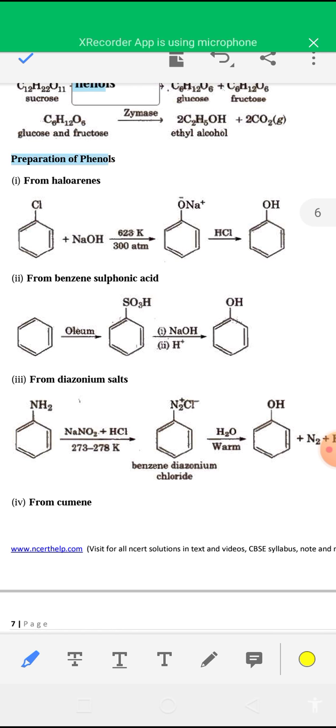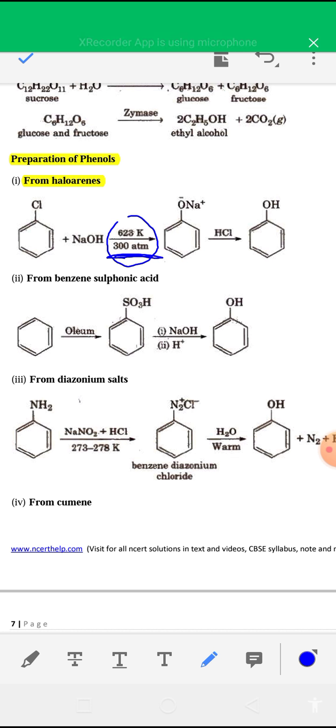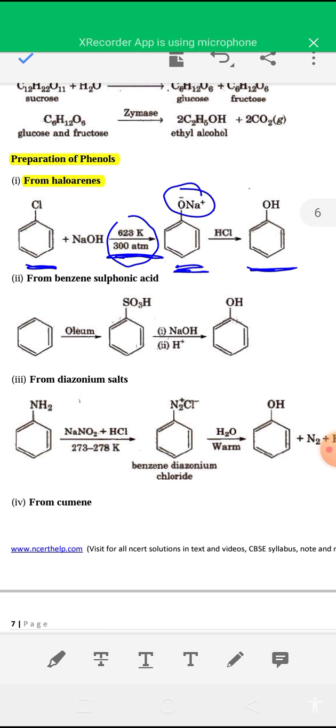So, preparation of phenols. The first preparation is from haloarenes, from chlorobenzene. When chlorobenzene is heated with sodium hydroxide at 623 Kelvin and 300 atm pressure, the Cl group will be substituted by the ONa group. The chlorobenzene will be converted into sodium phenoxide, and after addition of acid in the next step, you will get phenol. So from halobenzene, you can prepare phenol.